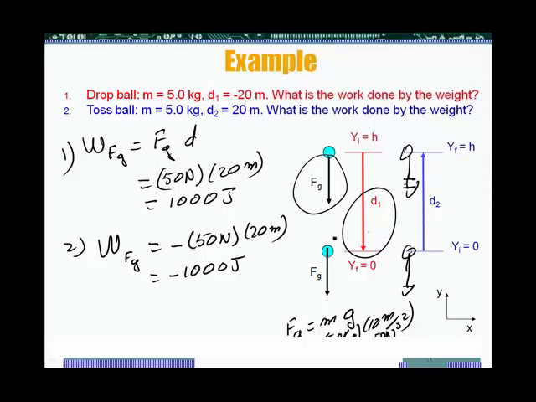So in the first case, the gravitational force added energy to the mass. This is the plus 1,000 joules. Now, in the second case, the gravitational force took away energy from the mass. That's why we have minus 1,000 joules. Okay, that's the main difference.